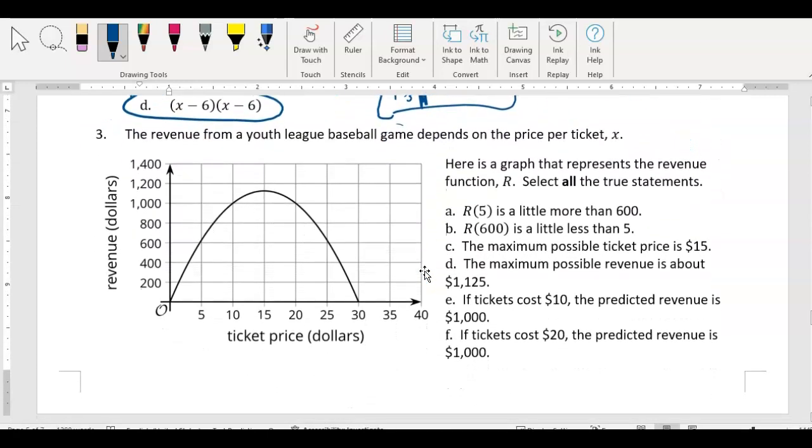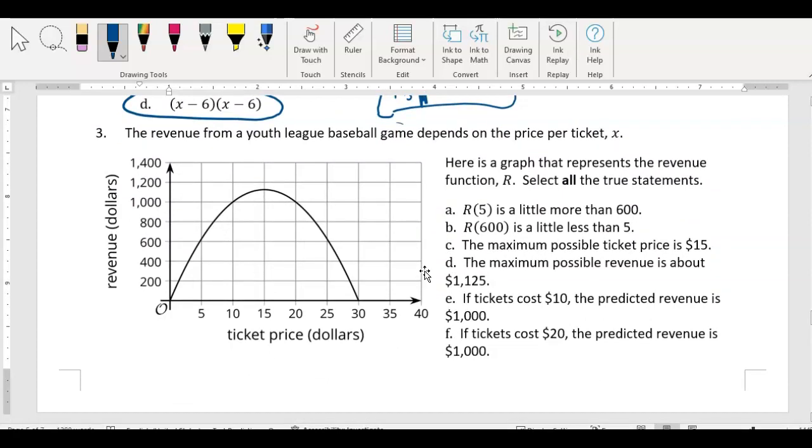All right, our next one. The revenue from a youth baseball game depends on the price per ticket. So again, remember that's a revenue expert, that's part of their job. Here's a graph that represents the revenue function R. Select all the true statements. R of 5 is a little more than 600. So if I plug R of 5, yep, that looks to be just above the 600.